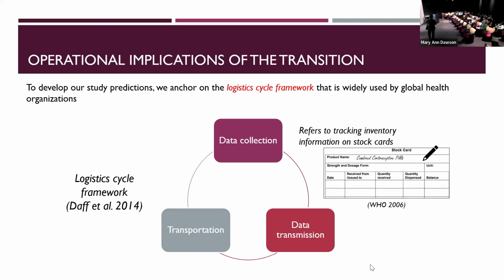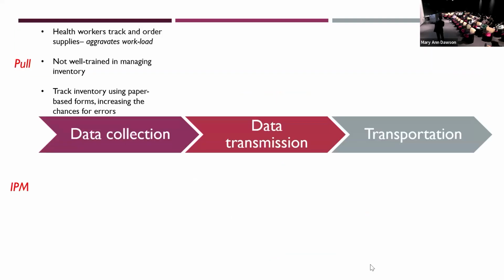So the first is data collection. So that is simply keeping track of inventory information on stockouts. Okay, so that is what I showed you before. It's making sure that you are tracking inventory within the health facilities. Okay. The second activity is taking that data and then sending that to the upstream facilities. That is the data transmission piece. And then the last piece is transportation of health supplies from the upstream warehouses to last mile facilities. Okay. So what I'm going to do is for each of these activities, I'm going to describe how the push model and the pull model are different.